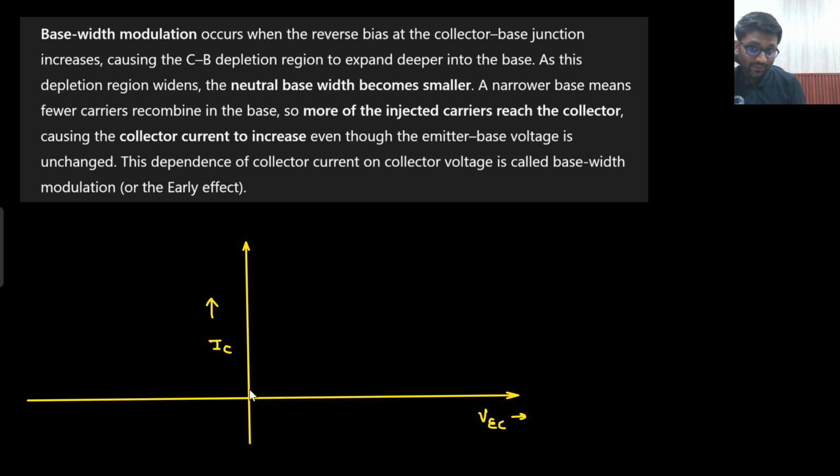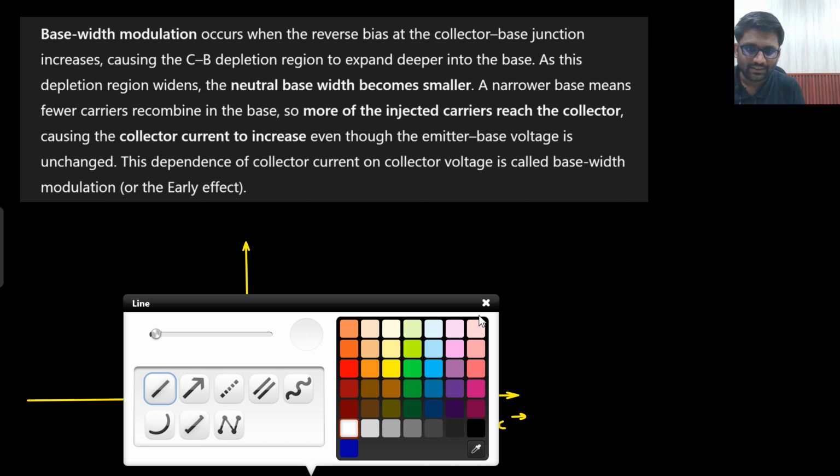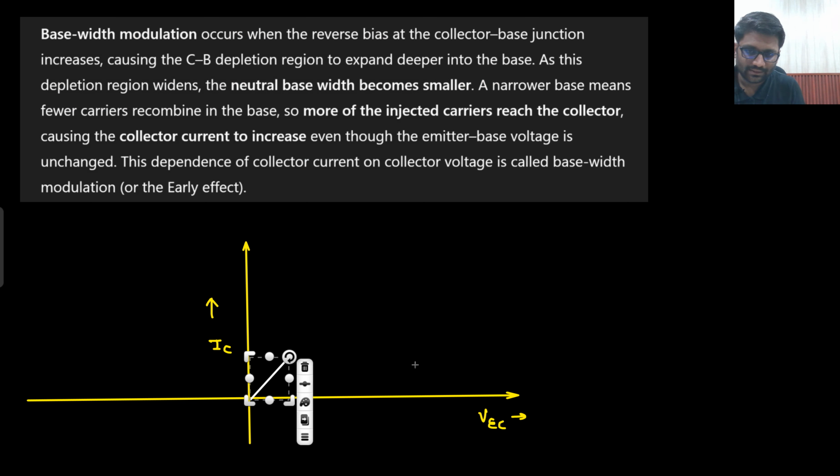So ideal characteristics we have already made. Let's not read this theory. I will not let you see it. So don't read this theory. Ideal characteristics we have already seen. This was our ideal characteristics.